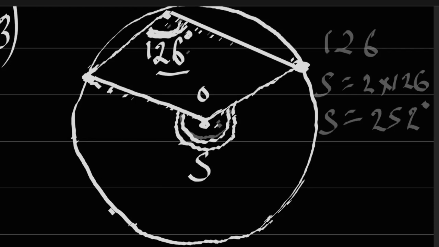And then this angle S is also facing down. So they have the same direction and the same takeoff point and landing point. We can use the theorem. So let's use it. Angle at center is twice angle at circumference. So if angle at circumference is 126, angle at center will be twice. It will be 2 times 126. 2 times 126 is 252 degrees. And that's our answer.